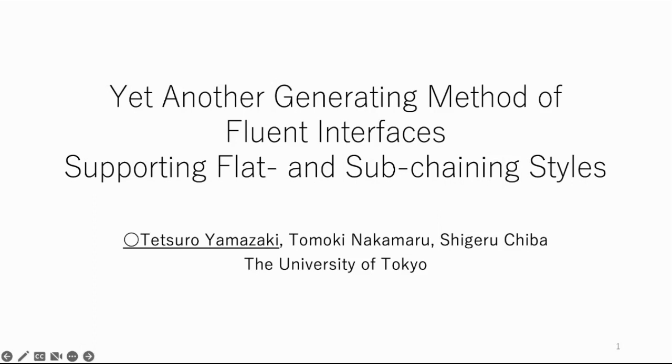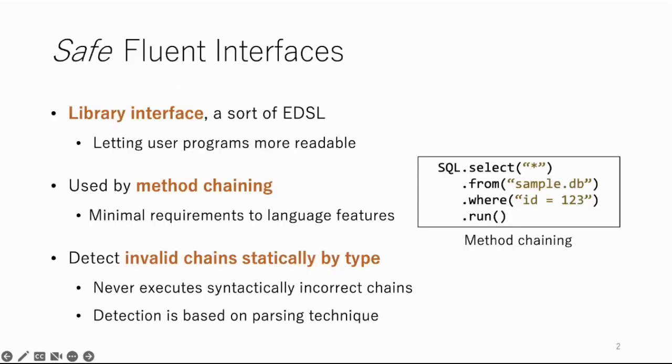So let's start from what a safe Fluent interface is. A Fluent interface is a library interface which is used by method chaining. Today, we can find libraries providing Fluent interfaces such as the Stream interface in Java, or jOOQ, a Java library to access databases by SQL-like method chaining.